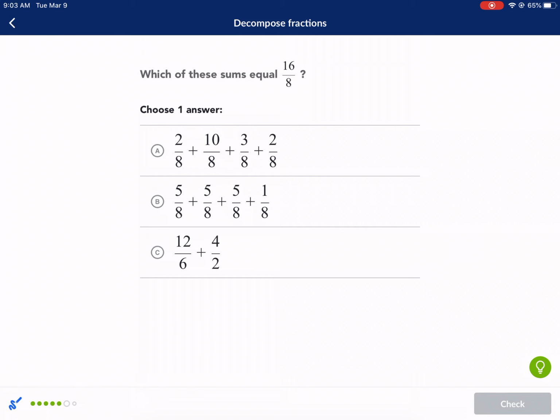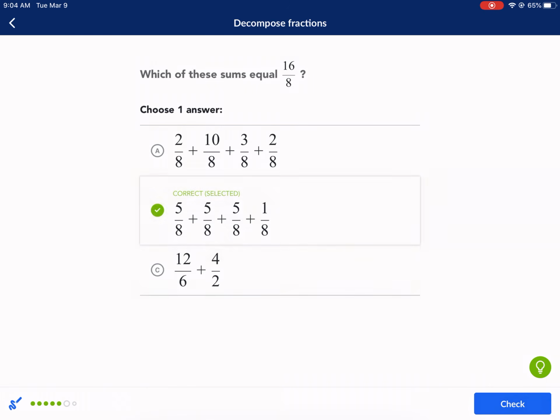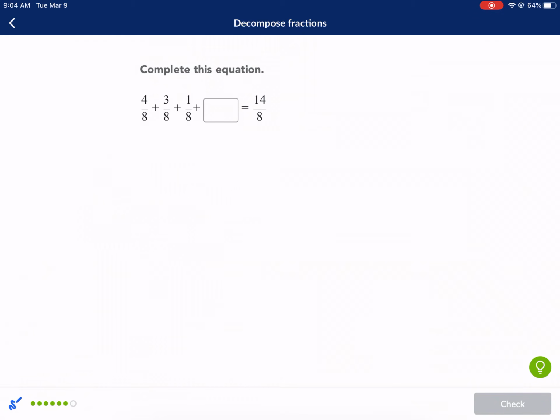Which of these sums equals 16 over 8? Okay, so I have to look here. B is easy to tell because it already has a denominator of 8. And then we have 5 plus 5 plus 5 plus 1 equals 16. 16 over 8. Last one.